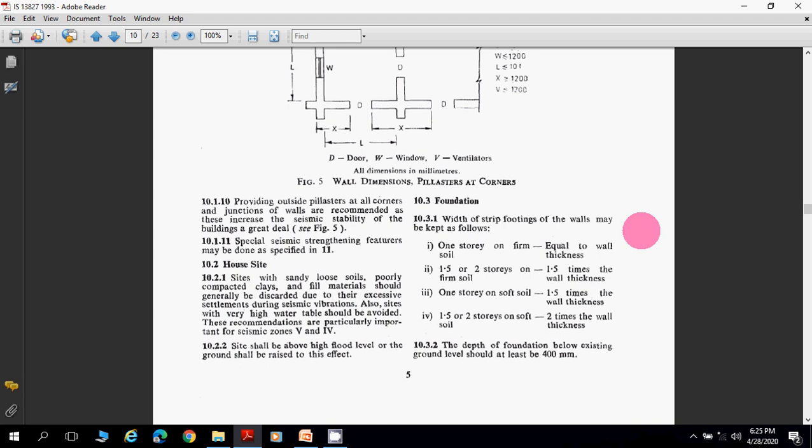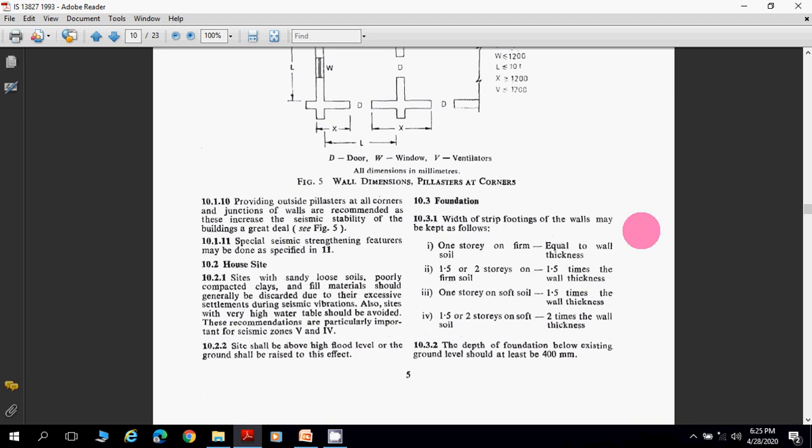Now the site shall be above high flood level or the ground shall be raised to this effect. What type of foundations are to be provided? And what are the recommendations?